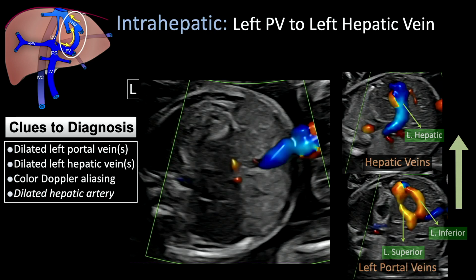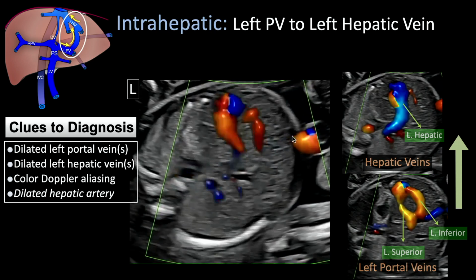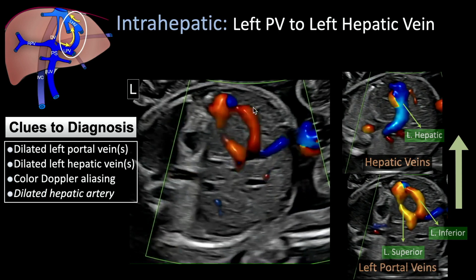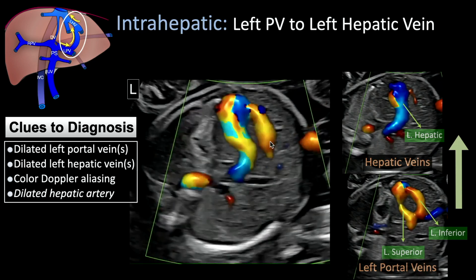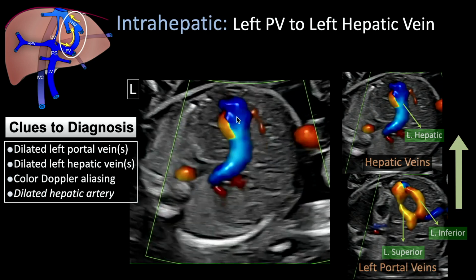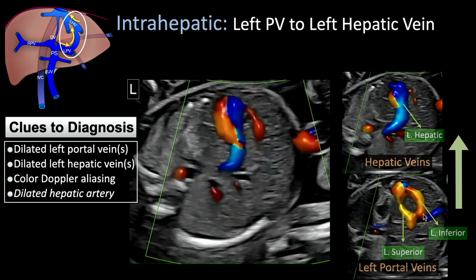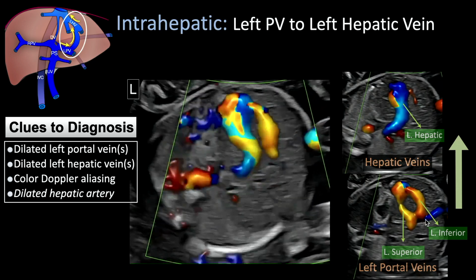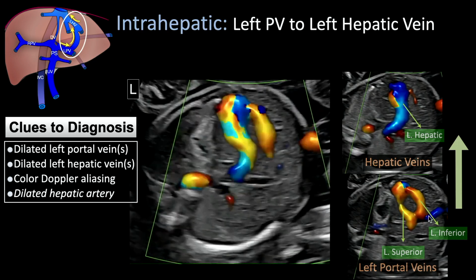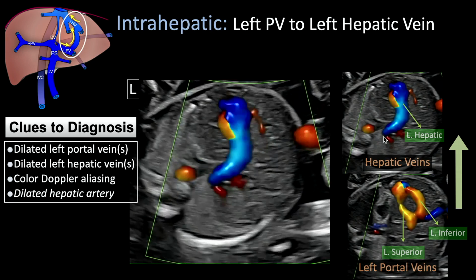So here's an example of a left portal vein to left hepatic vein. So follow me here. Here's the umbilical vein coming in. Here's the portal venous system. And look at these branches, the two branches that I mentioned to you earlier of the left portal vein connecting directly with the left hepatic vein. Look at the size of the left hepatic vein draining back into the IVC. And there's the inferior view at the level of the portal venous system, showing you these dilated inferior and superior branches of the left portal venous system. And this is a bit higher, showing you the drainage of the left hepatic vein into the IVC.